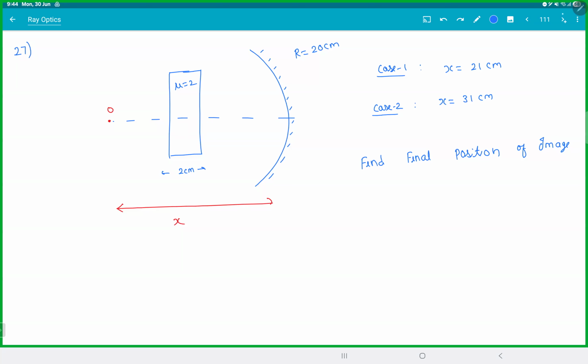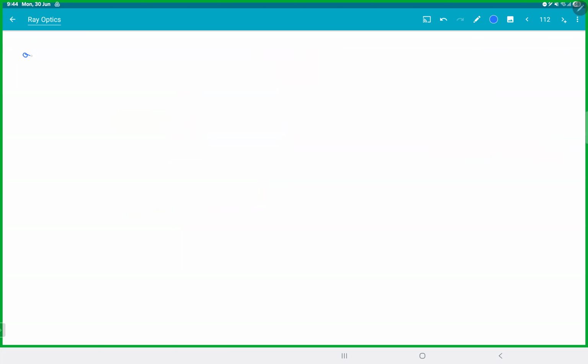How do you do this thing? Look at the first one. So when x is 21 centimeters, forget about the mirror. This is what I keep saying. When you talk about the slab, don't talk about the mirror. And when you talk about the mirror, don't talk about the slab, one at a time. Others, keep your cams on. So this is your object. The shift is how much? T into 1 minus mu medium by mu slab.